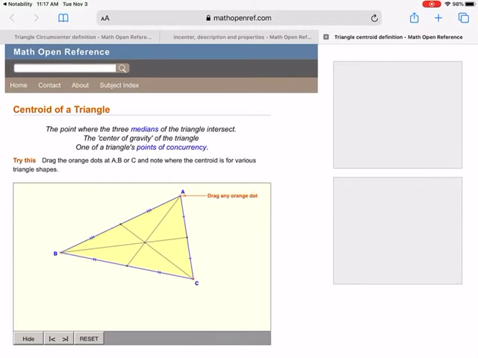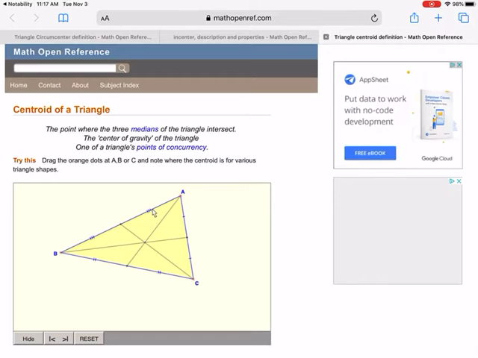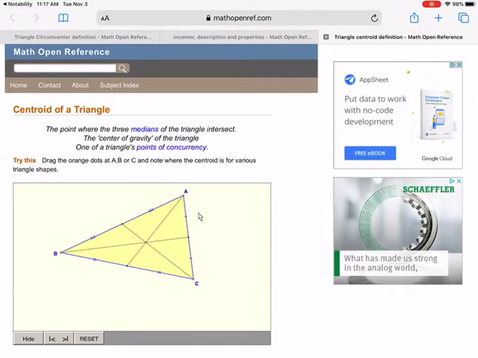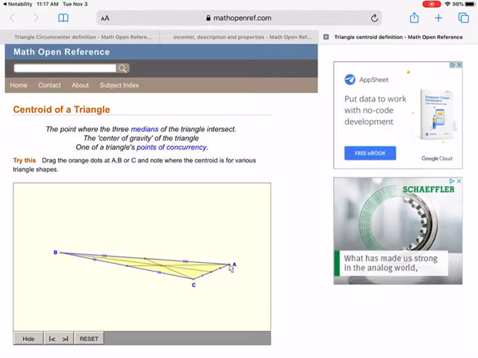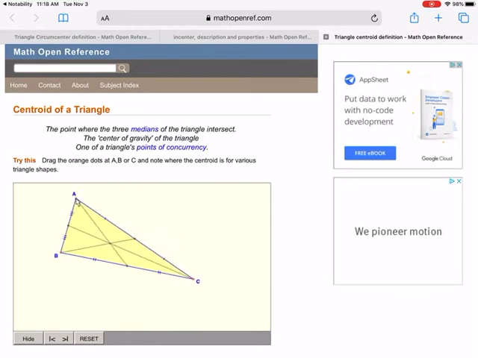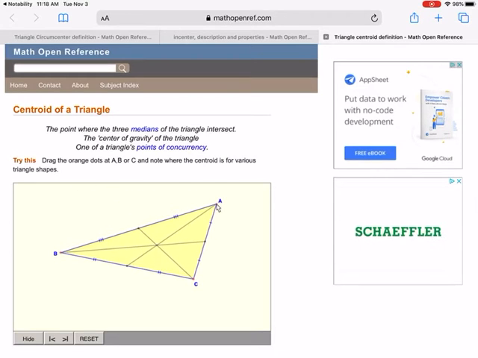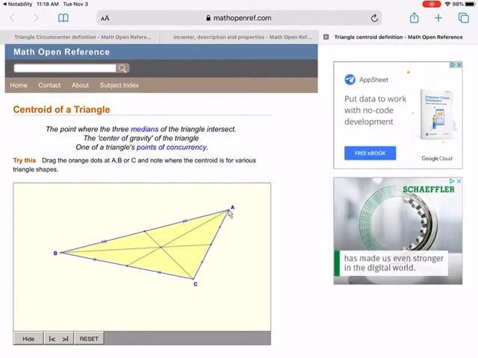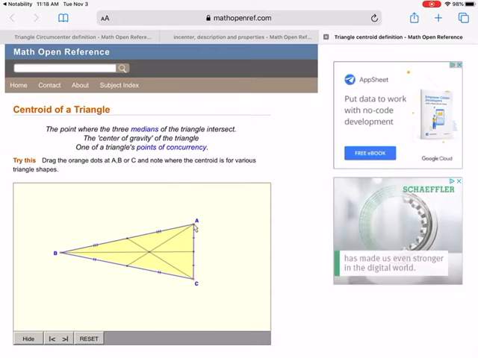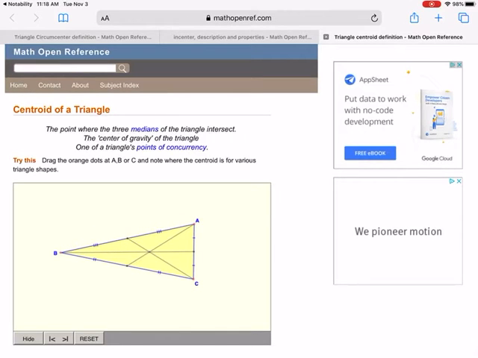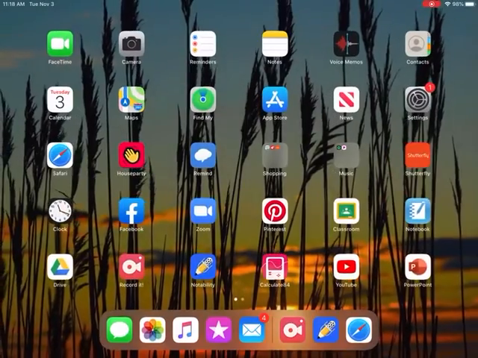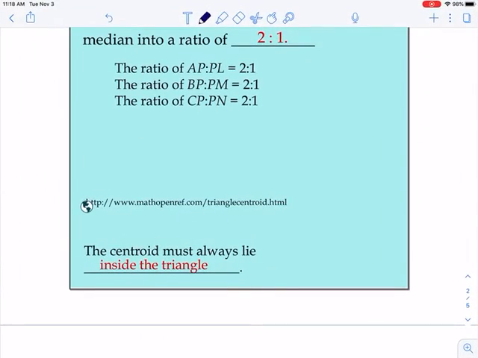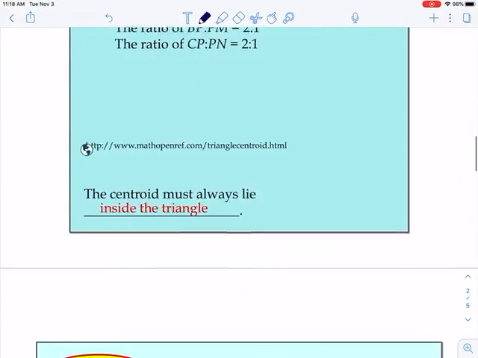And again, you can see that no matter how I drag this point, anywhere I go, what happens to that centroid? It is going to stay on the inside of that triangle. Okay, so the centroid must always lie inside the triangle.